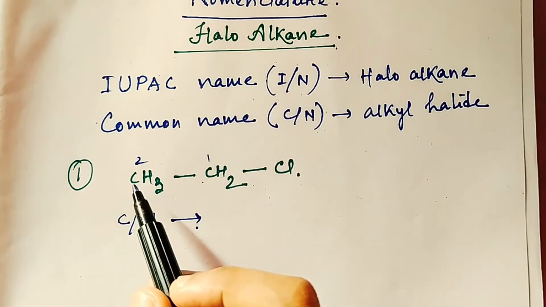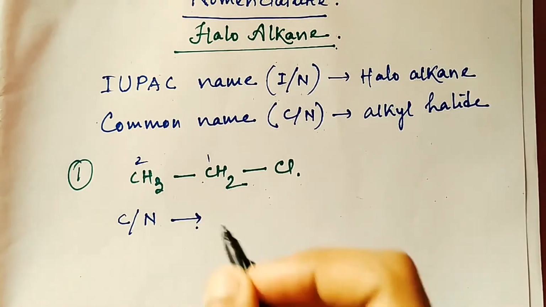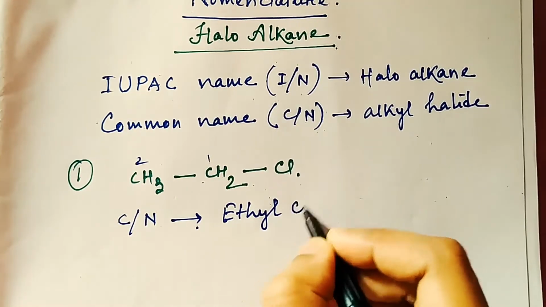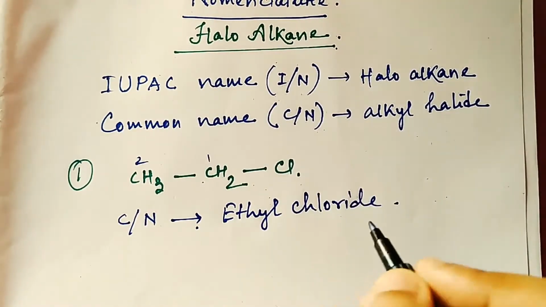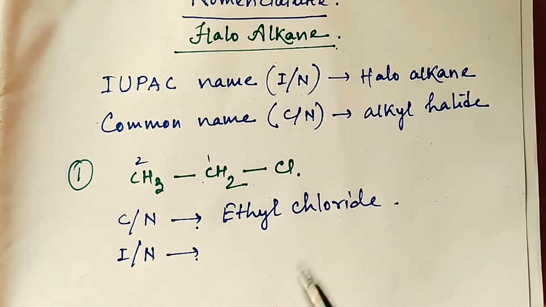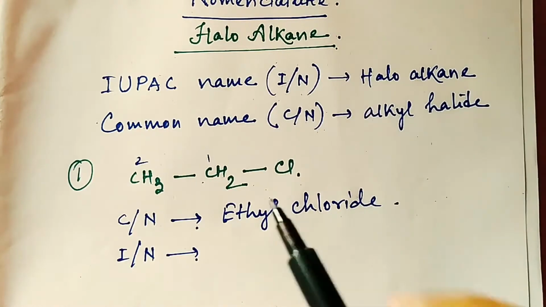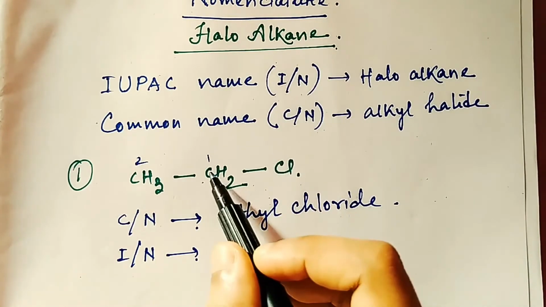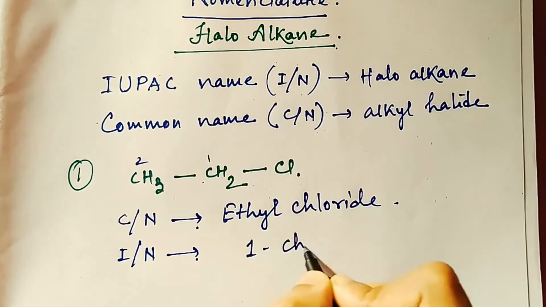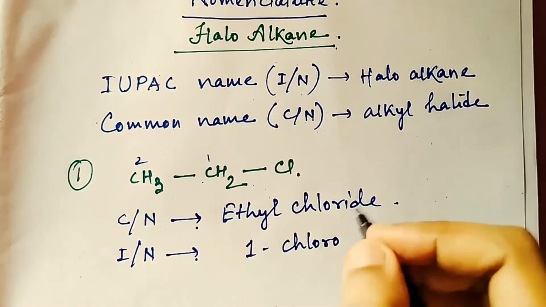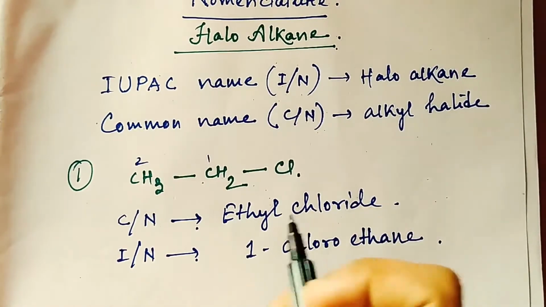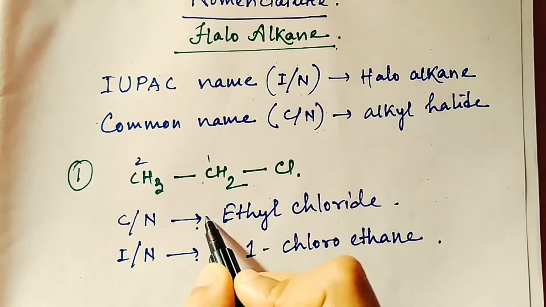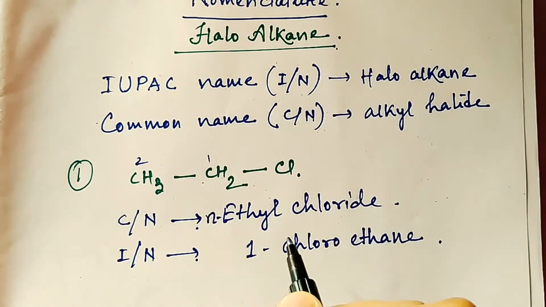Here two carbon atoms and a single bond, that means this is actually ethyl. Then the halide portion, here it is chlorine, so ethyl chloride. This is the common name. Now come to the IUPAC name. For the IUPAC name, first will come the halogen part. Chlorine is the halogen, so chloro. Again, the chlorine is added to the first carbon atom, so 1-chloroethane. In case of the common name, remember this is a normal chain, so you can also write n-ethyl chloride. N means normal.